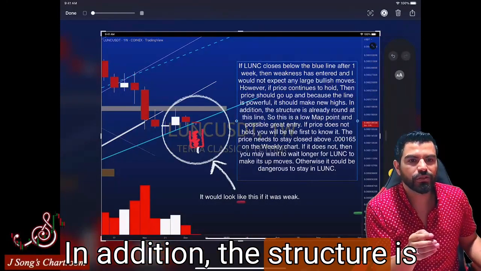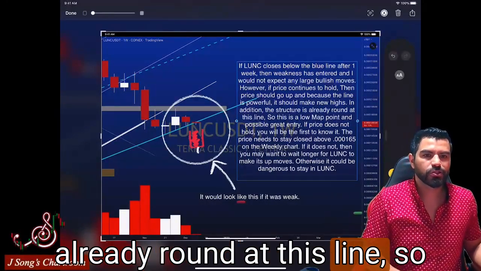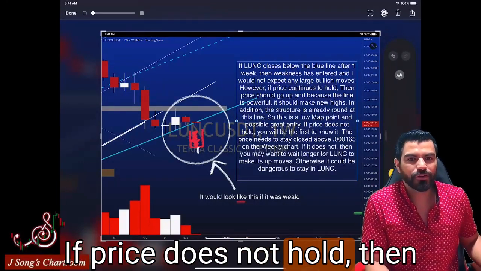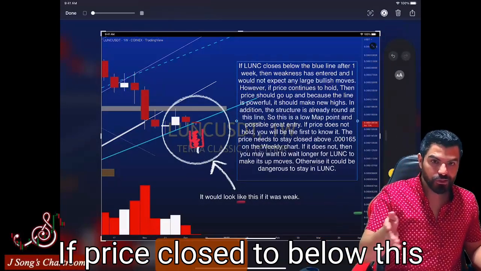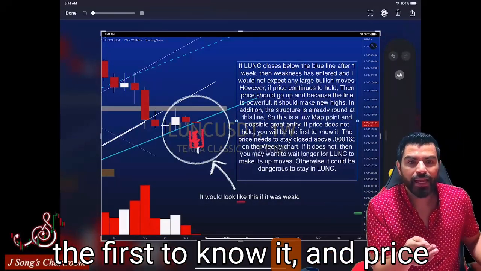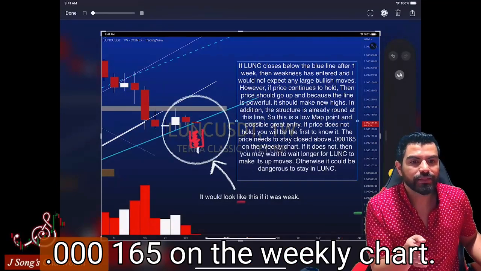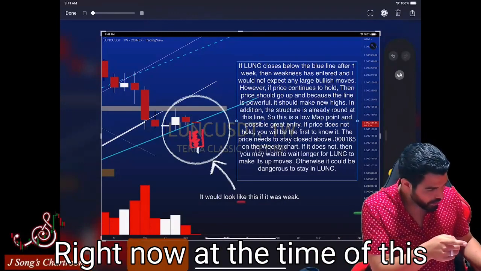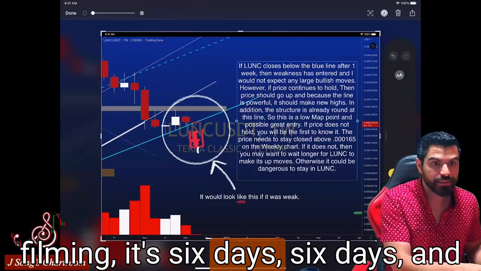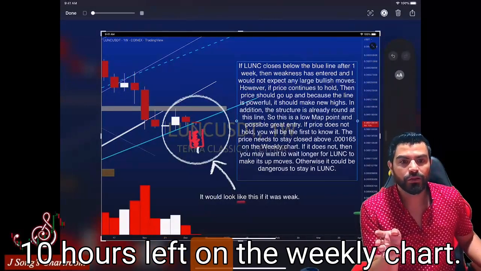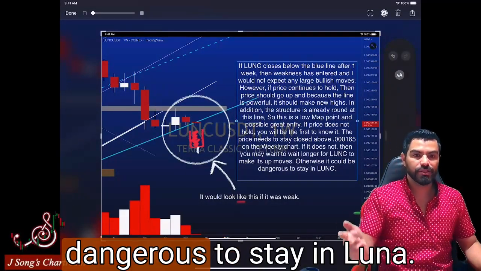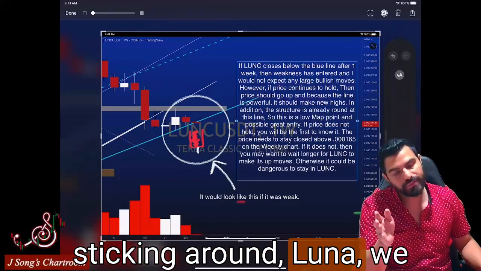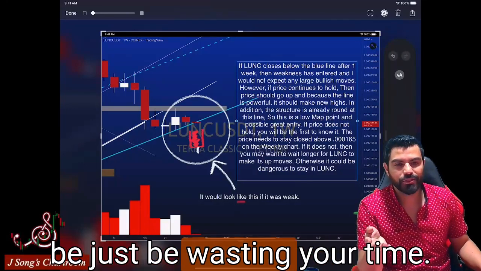In addition, the structure is already round at this line. So it is a low map point and a possible great entry for Luna. If price does not hold, then you will be the first to know it. And price needs to stay closed above 0.000, that's three zeros, 165 on the weekly chart. Right now, at the time of this filming, it's 6 days and 10 hours left on the weekly chart. If it does not, it could be dangerous to stay in Luna. So again, if you close below that line and you're just sticking around Luna, we may go lower and you could just be wasting your time.